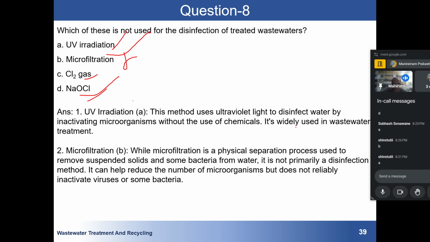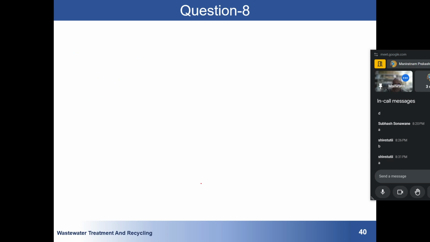We all know that for disinfection, UV is huge. But microfiltration is used to separate suspended solids and bacteria. We know that. While macrofiltration, so our answer will be B, but you should know the reason also. This method uses ultraviolet light to disinfect water by inactivating microorganisms without the use of chemicals. It is widely used in wastewater treatment. Microfiltration is a physical separation process used to remove suspended solids and bacteria from water. It is not primarily a disinfection method. It can help reduce them. I hope you got it.